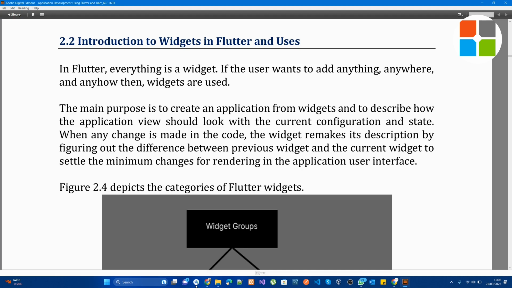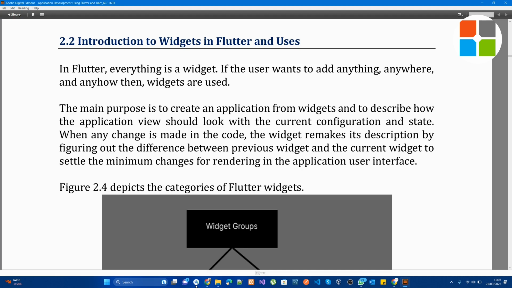You see in the mobile screen, you always see the top bar, the app bar, followed by the body, and then some other text on the screen. Everything there is called a widget, right? So if a user wants to add anything anywhere and anyhow, then widgets are useful. The main purpose is to create an application from widgets and describe how the application view should look with the current configuration and state.